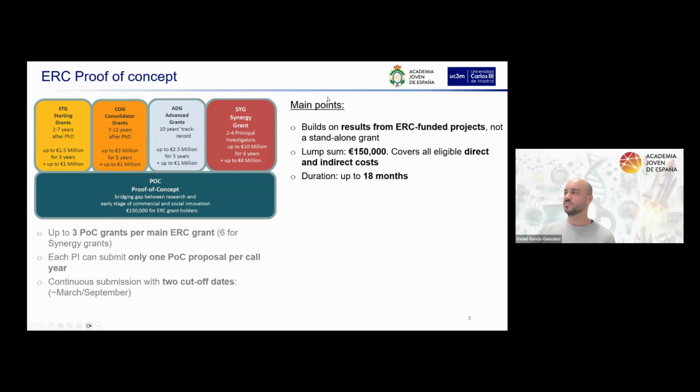So, main points. This needs to be connected to your previous ERC funding project, the ones on the top. This is lump sum, 150K, and it covers both direct and indirect costs. And the duration now is fixed to 18 months.